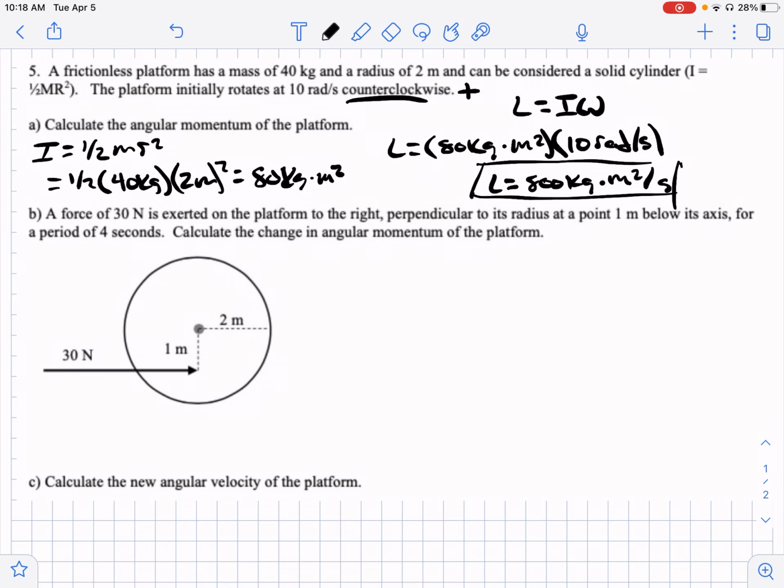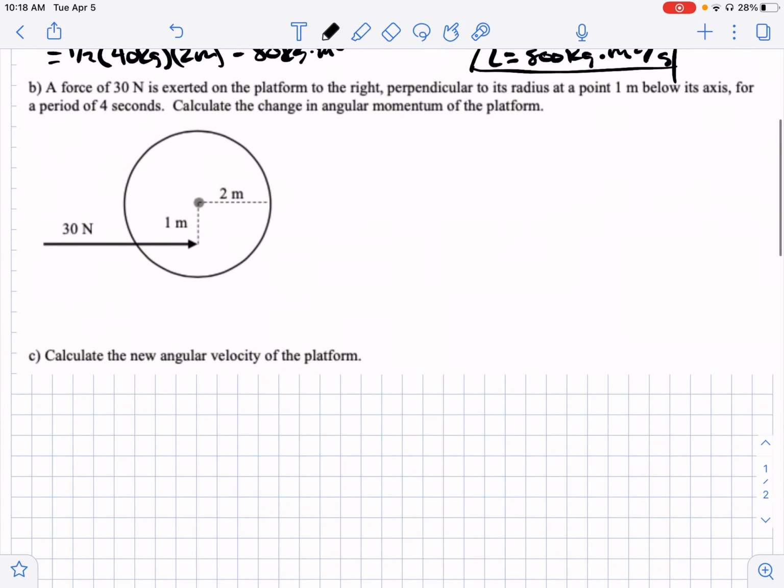And then for part B, we're asked, a force is applied to the platform at the bottom side to the right, and it's at 1 meter from the axis of rotation, and it's applied for 4 seconds. And we're asked to calculate the change in the angular momentum of the platform. And remember, the equation for change in angular momentum is equal to your net torque times time. And looking at this force here, it would cause this thing to rotate counterclockwise, so it's a positive torque.